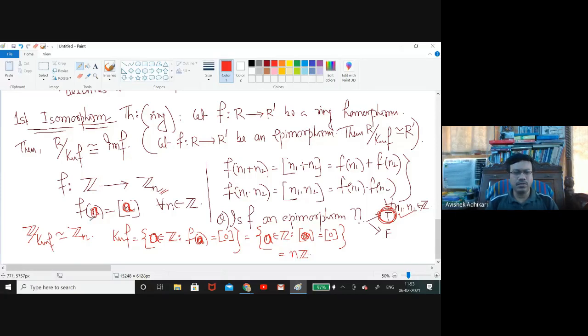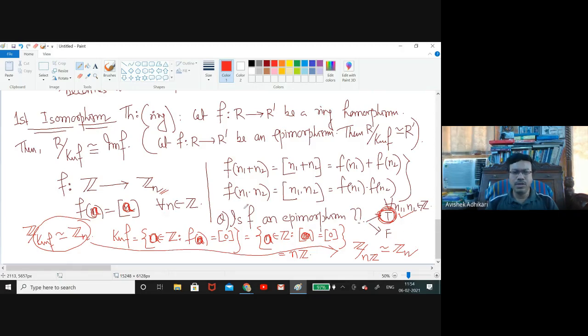So as a result, what I will get from here, I will get Z quotient nZ, that should be isomorphic to Zn. And that's why many of the times we replace this type of thing by simple Zn. That looks much better, and in a compact way that we can write it. So it's a very interesting result.